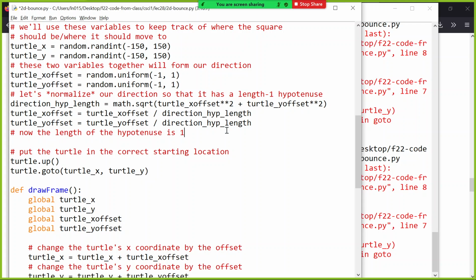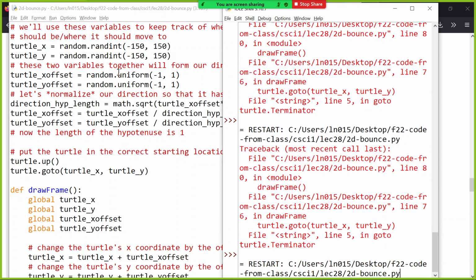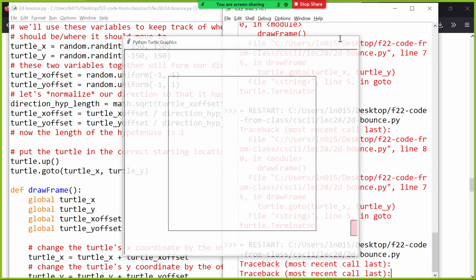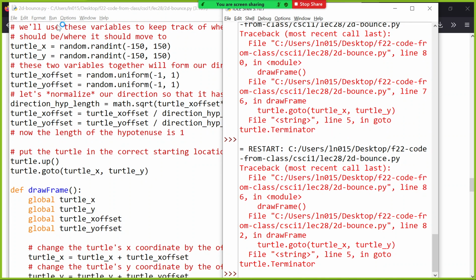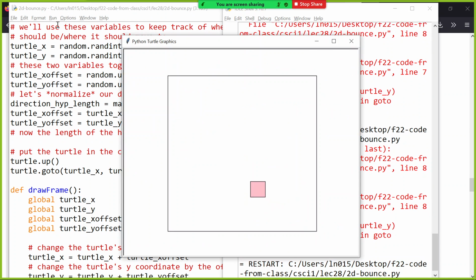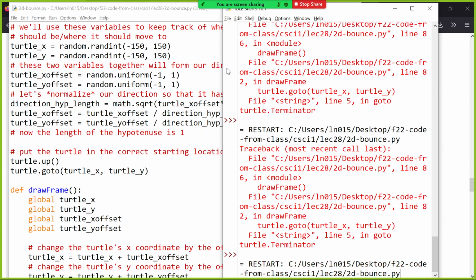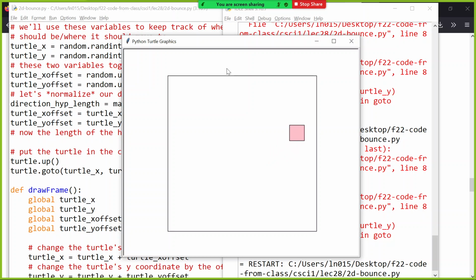And so now, no matter what direction we pick, we're always going to be moving at the same speed. Always one unit at a time. So even if you're going that way, just notice in your head how fast it's moving. Even if we're going that way or this way, it's always the same speed now. That length of our hypotenuse determined our speed in whatever direction we randomly chose. Okay, so we're always moving with the same speed.